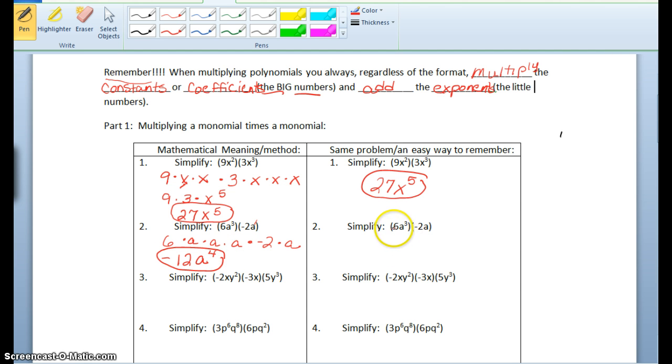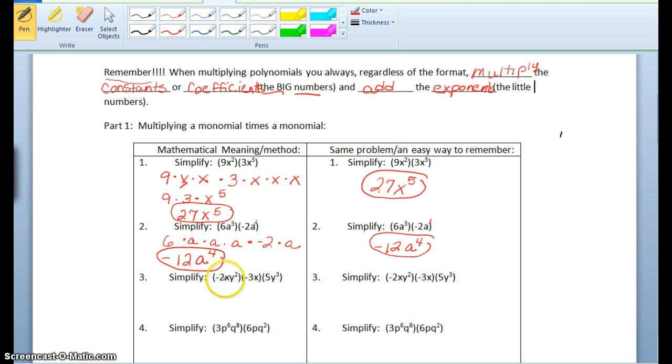Or the easier way: 6 times negative 2, you multiply the bigs, gives you negative 12, and you add the littles for the a. What we can't forget here is our little 1. 3 plus 1 is 4. So that is your final answer here. This isn't very hard. Let's go ahead and hit these last two, and then we'll be ready to rock and roll. This time we have three monomials multiplied by each other.